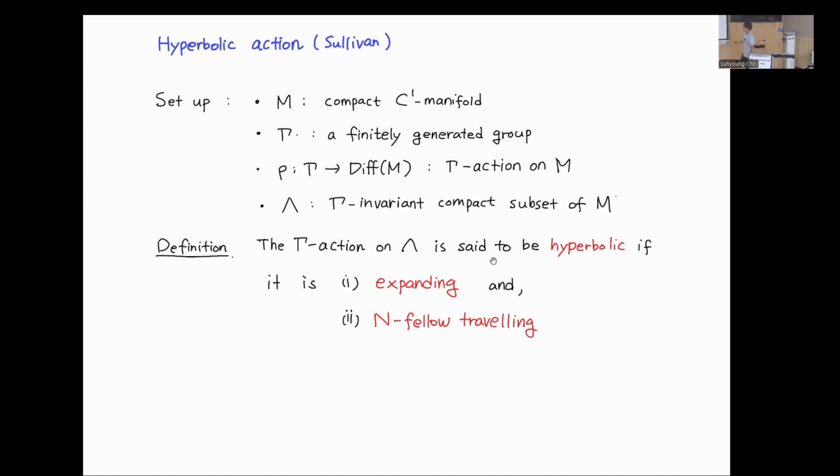Then Sullivan defined the action on lambda to be hyperbolic if, first, the action is expanding, and second, it has the Markov property (the Markov traveling). I will explain what the Markov property and expanding are. Anyway, this action will be stable, and the action of a convex co-compact group on its limit set is a hyperbolic action.